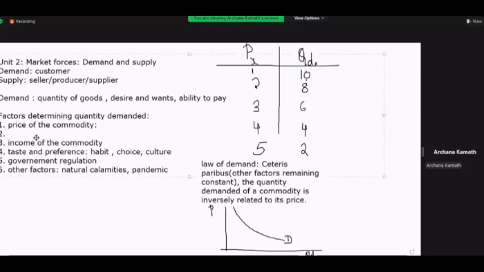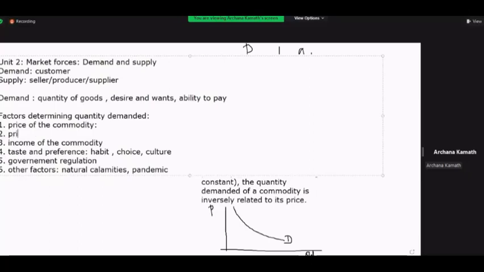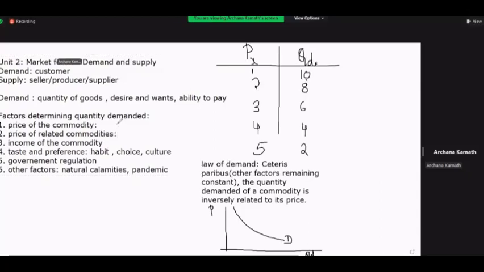I purposefully left the second one, which is price of related commodity. See, the first, second, and third alone are in a position of providing you answers quantitatively.